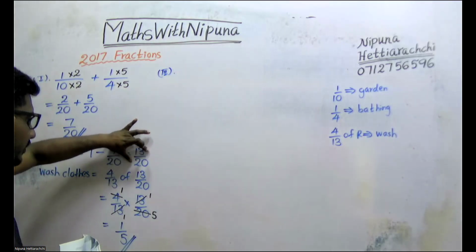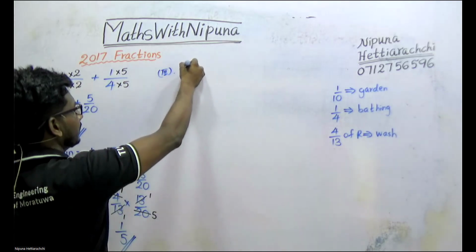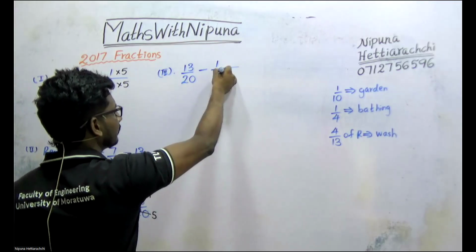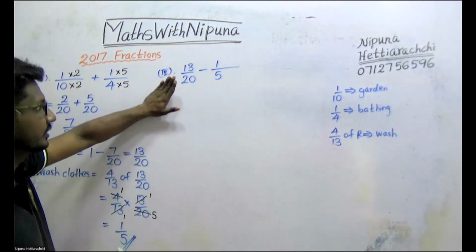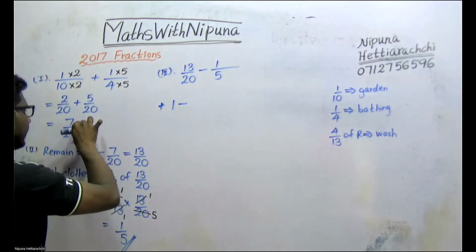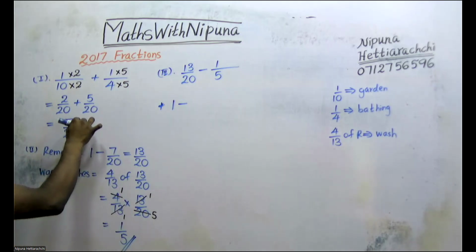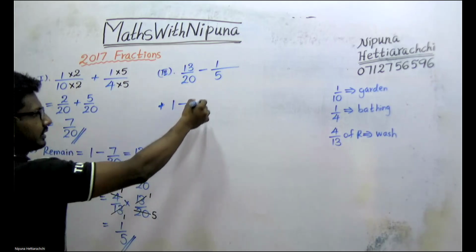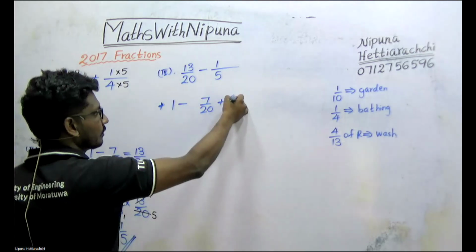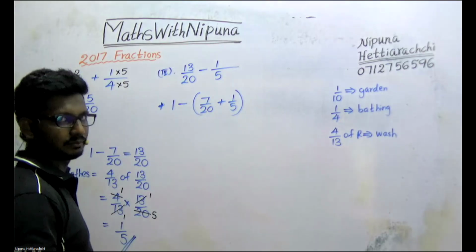Earlier, this much of the portion remained. Now another 1/5 has been used, no? Therefore, from the 13 over 20, I will subtract 1 out of 5. Instead of that method, you can use the complete tank and remove the fractions already used. Garden and bathing, 7 out of 20, plus wash clothes, 1 out of 5. Add them together and subtract from the whole.